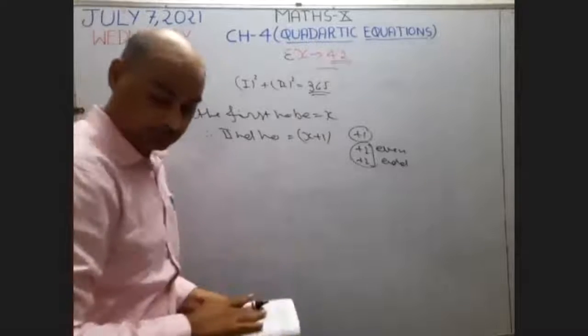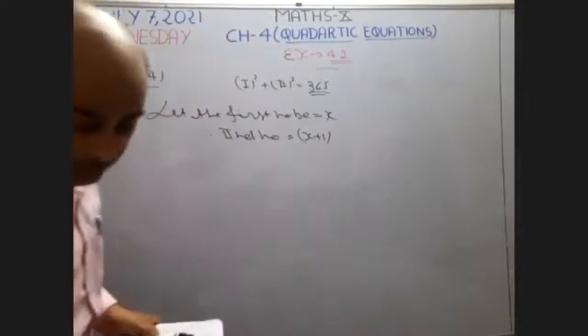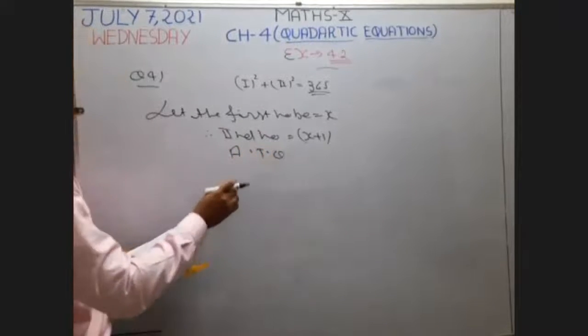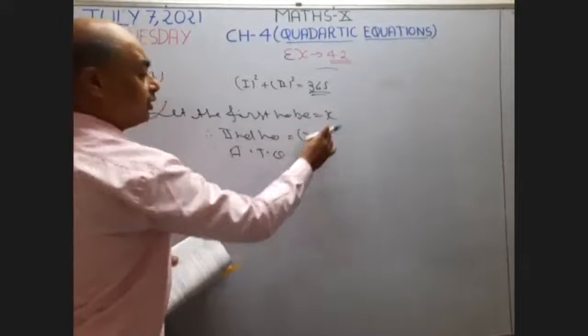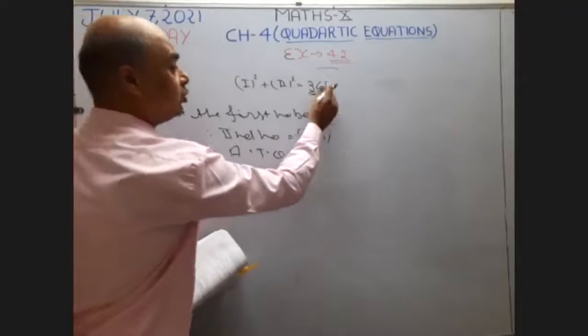Now, read the statement again. Now I write here according to the question. Now according to the question, what is given? In this question, it is given the square of these numbers. The sum of the squares of these two numbers is equal to 365.